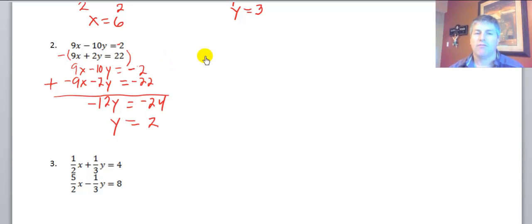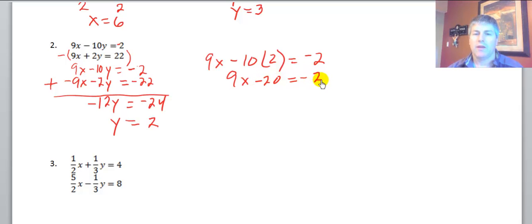I just need to solve for x. So 9x minus 10y equals negative 2. It doesn't matter, I can substitute into either equation. I chose the top one. 9x minus 20 equals negative 2. Add 20 to both sides.